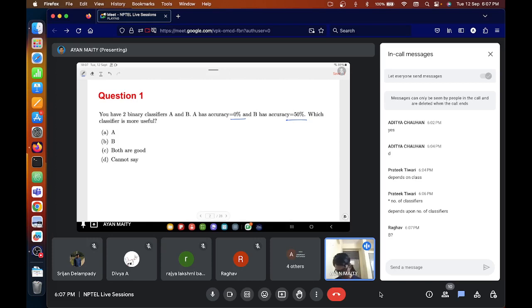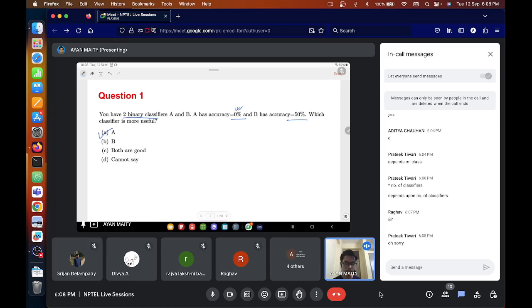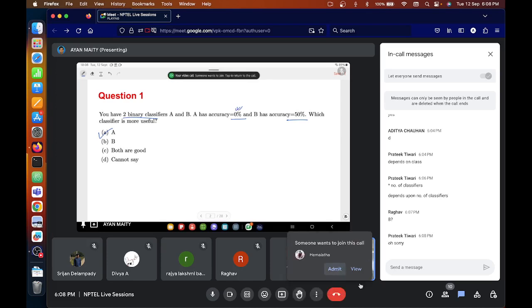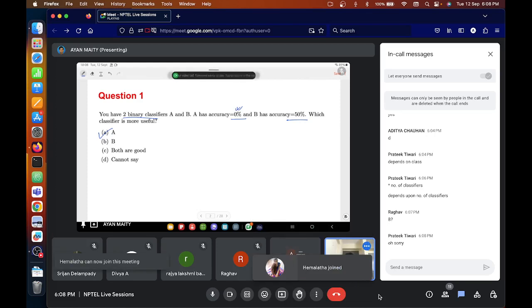So the correct answer here would be option A, because it is a binary classifier, so there are only two output classes possible, positive, negative, or 0 1, whatever you say. So classifier A has accuracy 0%. That means it is misclassifying every example or every sample. So if we just flip the output of classifier A, we will get the correct output, isn't it?